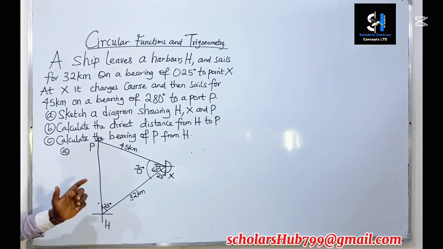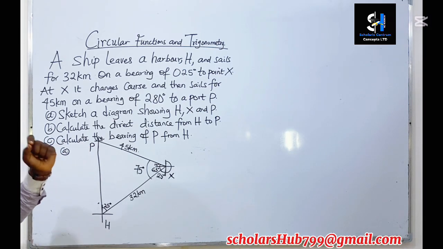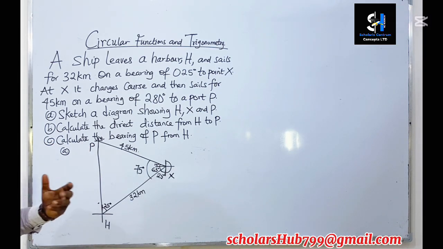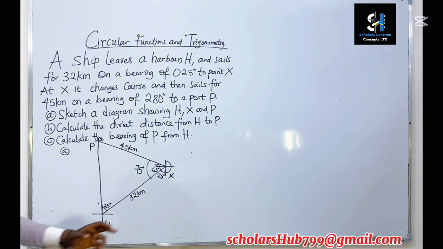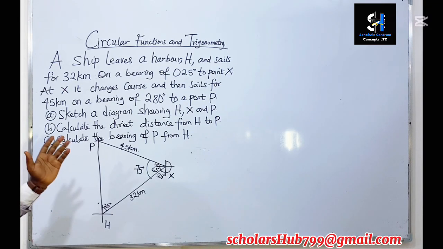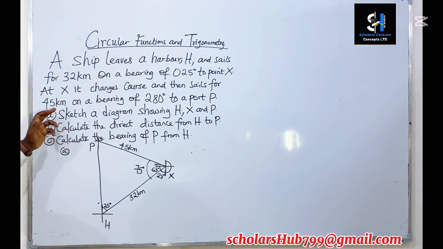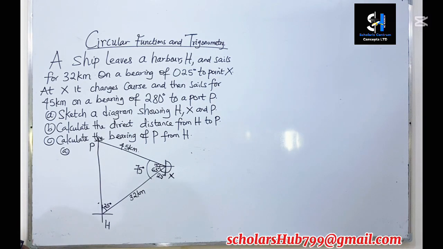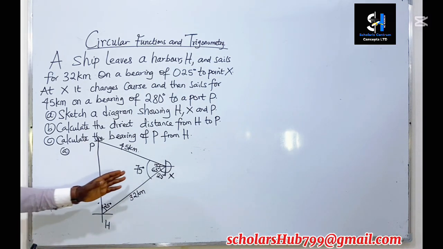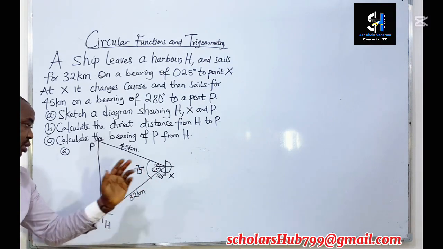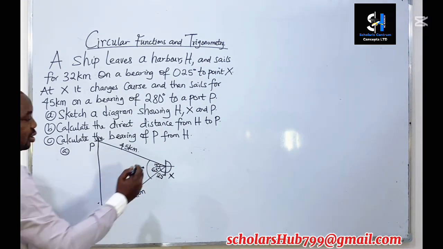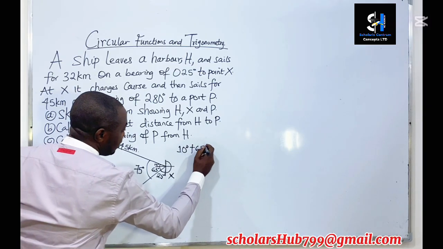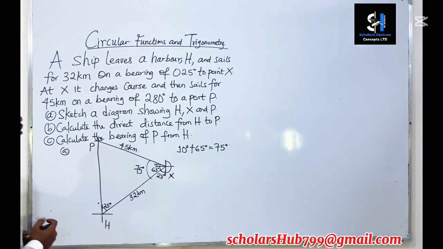A ship leaves a harbor H and sails for 32 kilometers on a bearing of 025 degrees to point X. So this is point X, with the alternate angle. Then at X, it changes course and sails for 45 kilometers on a bearing of 280. So this is 180, this is 270 plus 10, that makes 280. Which means the angular measure at X will be 10 plus 65, and that'll be 75 degrees. So that's A.